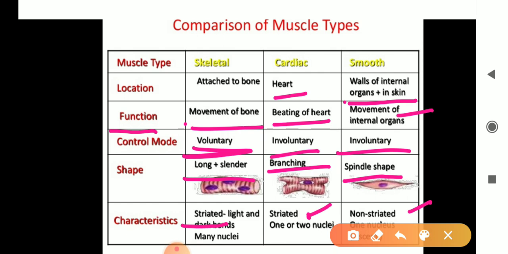Okay, this is enough for today. While noting down, you will note down all the slides as well as this comparison of the muscle cells. This table also you will draw in your notebook.